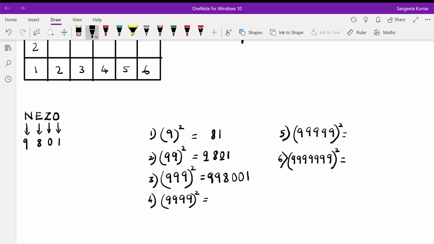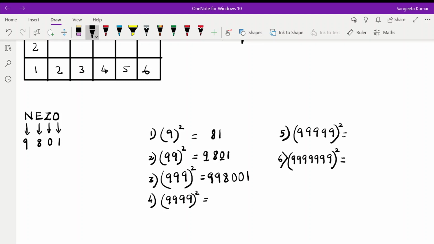I hope it is clear. Let me explain once again. We have to count the number of nines that are to be squared. So in the product, the number of nines will be reduced by 1, as well as the zeros will also be reduced by 1. 8 and 1 will be fixed. They will be written only once.